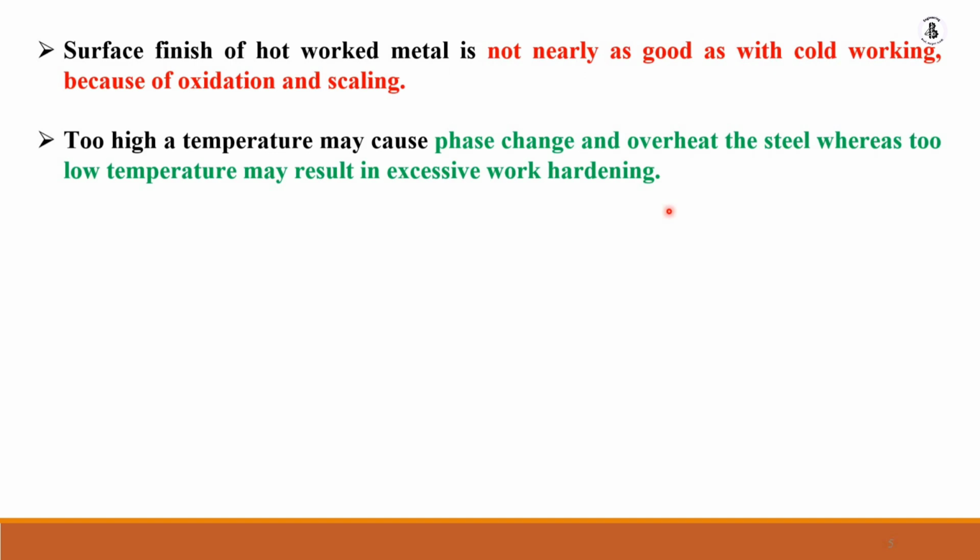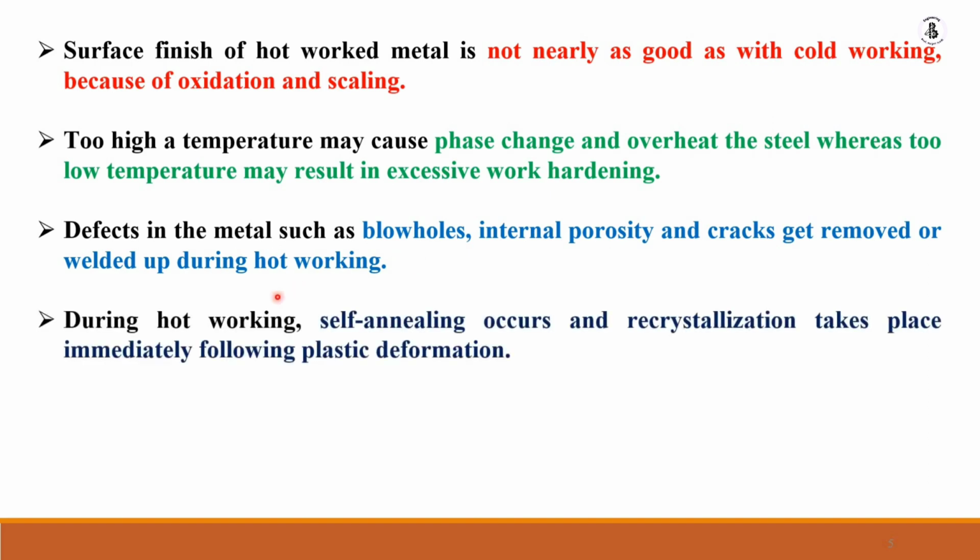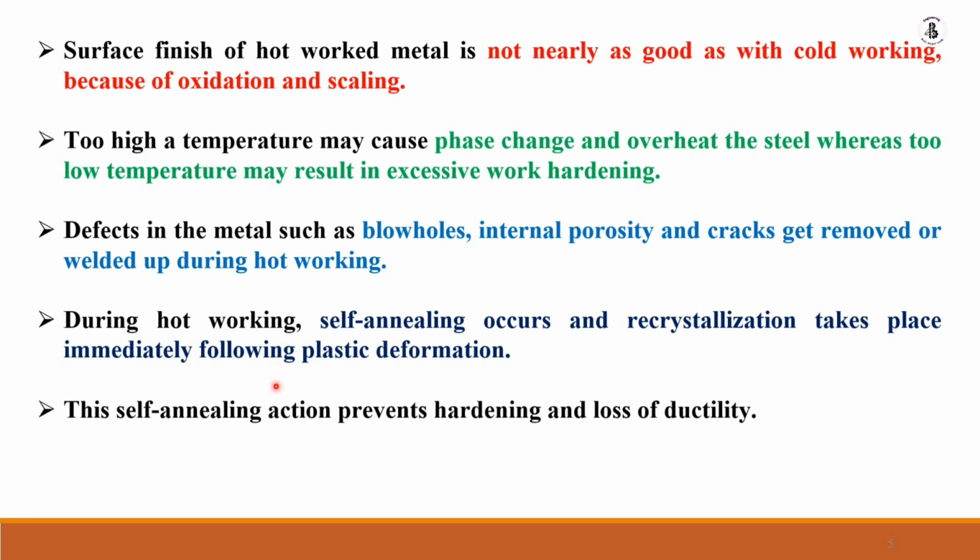So in the case of the hot working process, there will be a main challenge. You should maintain the temperature according to your selected compositions, not overheat, not lower the heat. So control will be an essential part of the hot working processes. Defects in the metal such as blowholes, internal porosity and cracks get removed or welded up during the hot working processes. Because scaling is formed, an oxide will also be formed during the heating of the metallic materials. During hot working, self-annealing occurs and recrystallization takes place immediately following plastic deformation. These self-annealing actions prevent hardening and loss of ductility in the materials.